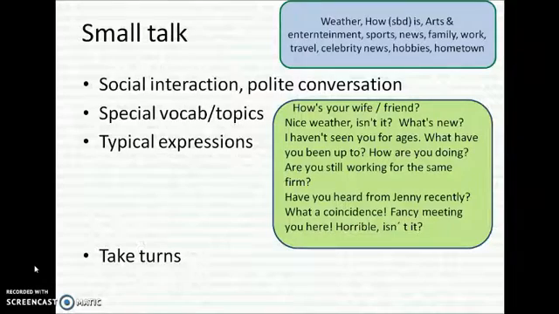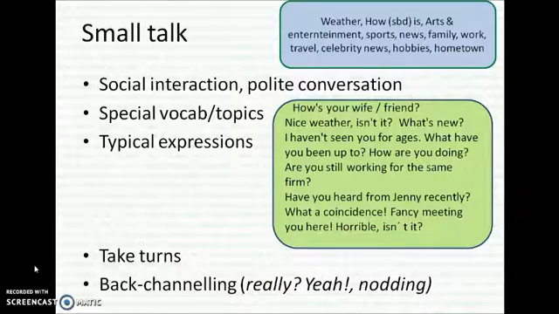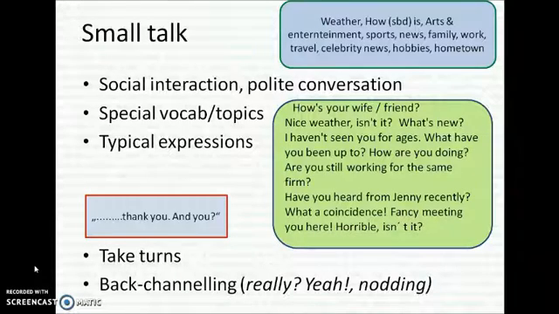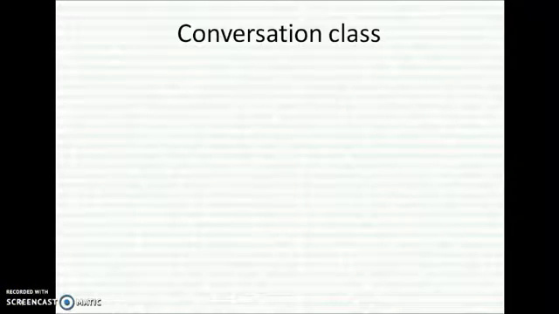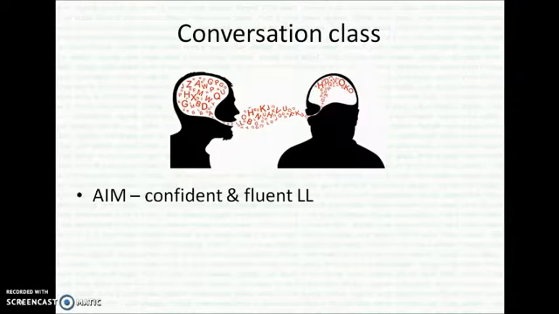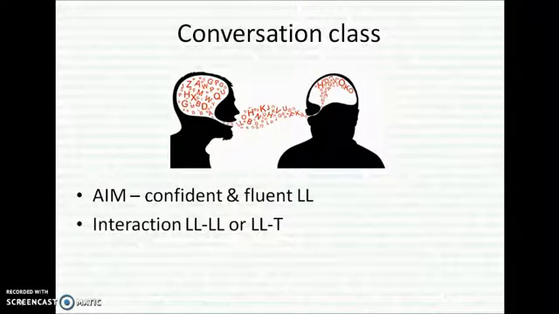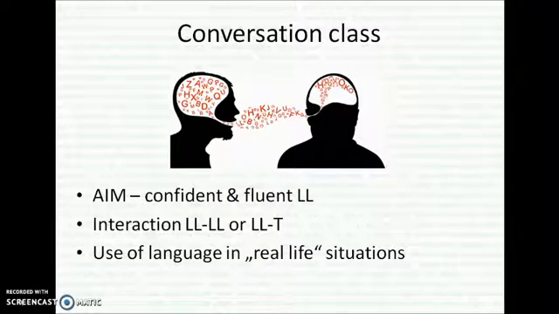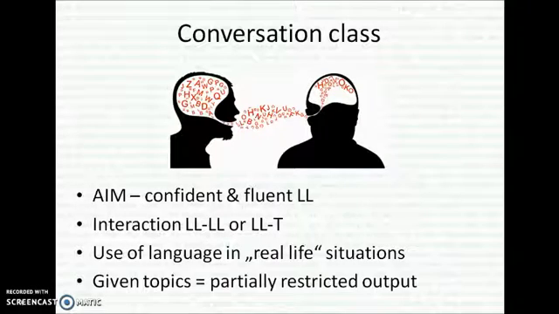This is often done through so-called back-channeling, which basically means that after answering, we return the conversation to the first speaker. Usually the class that's most focused on speaking is the conversation class. The goal of conversation class is students who speak fluently and with confidence. Usually the interaction happens between students and other students or between students and their teacher. And the idea is to have an opportunity to use language in almost real-life situations, simply to talk with each other. Usually, the main or only restriction to produce language in conversation class is the topic that's usually given.